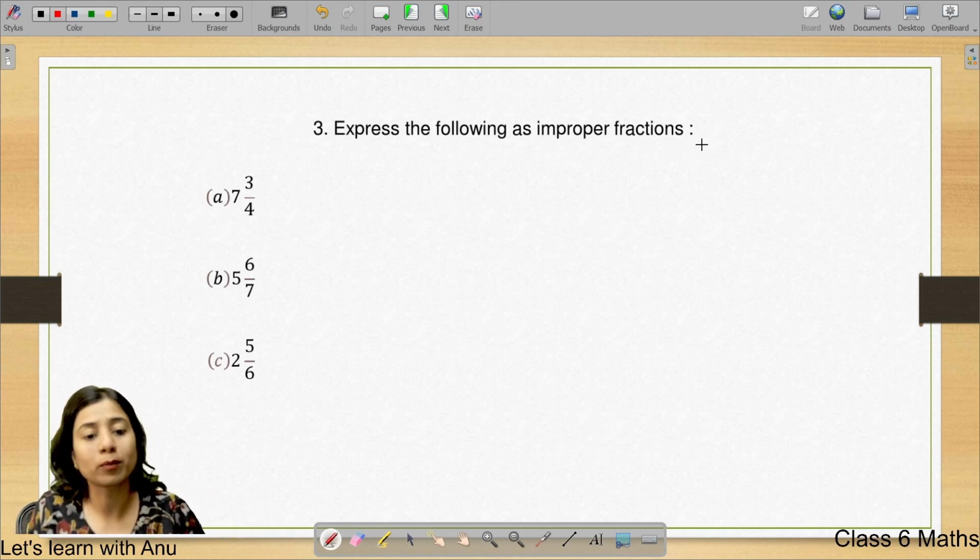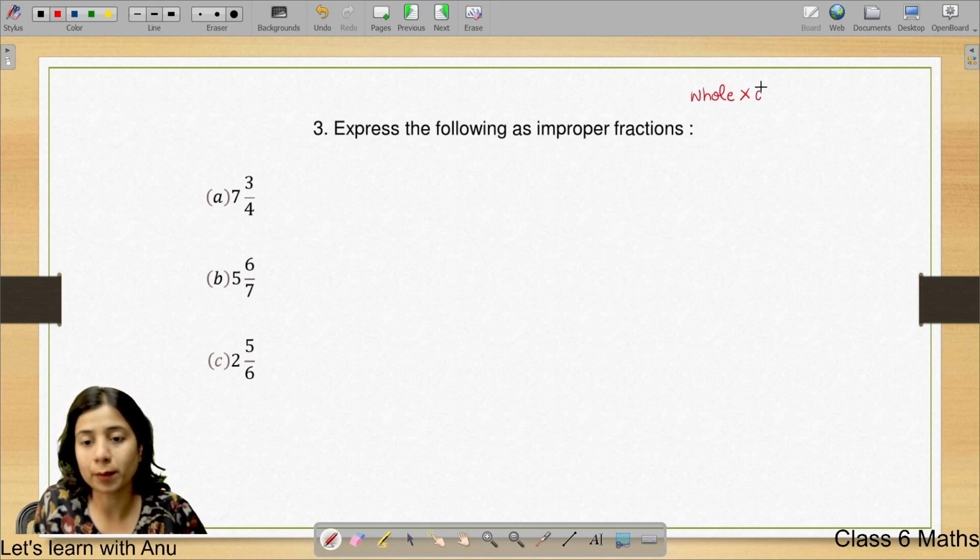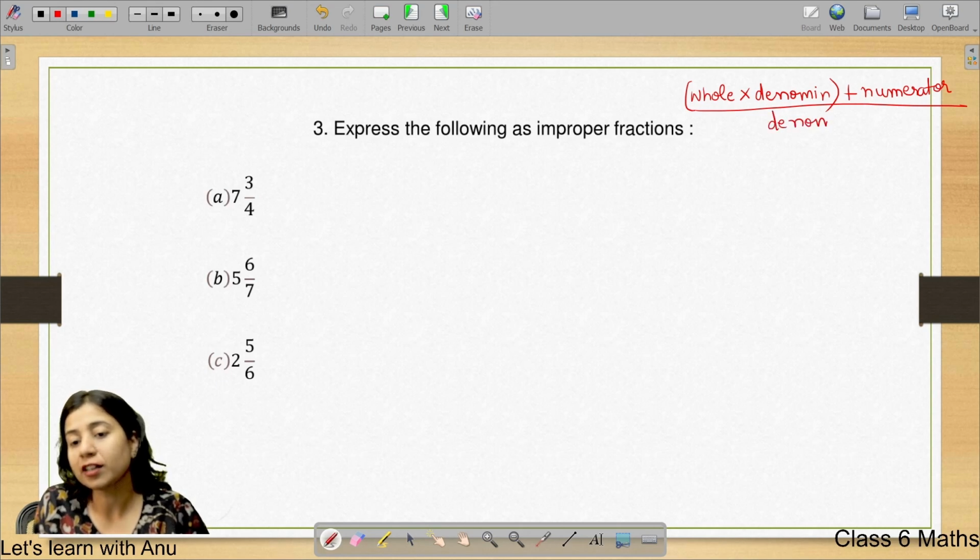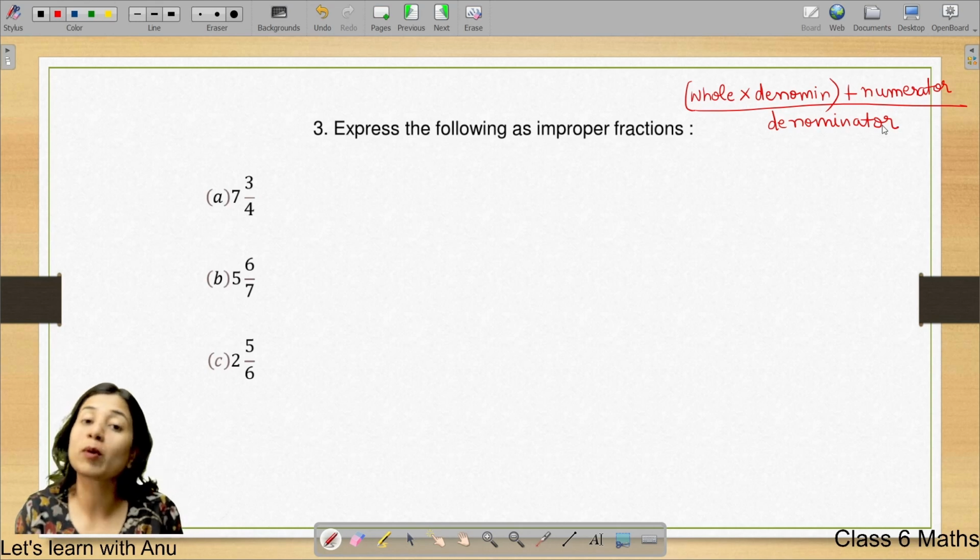Let me write it one more time here, that we are going to firstly multiply the whole number with the denominator, and to this product I'm going to add the numerator, divided by the denominator. So in short, I'm saying that the denominator is going to remain the same whether we are converting improper into mixed or mixed into improper.